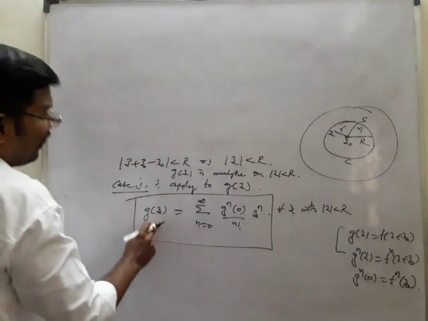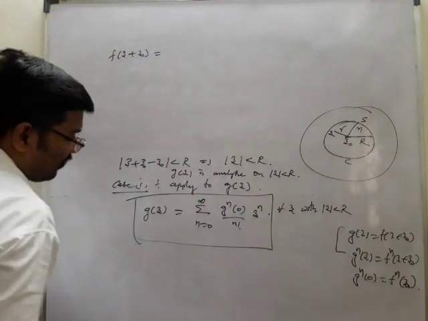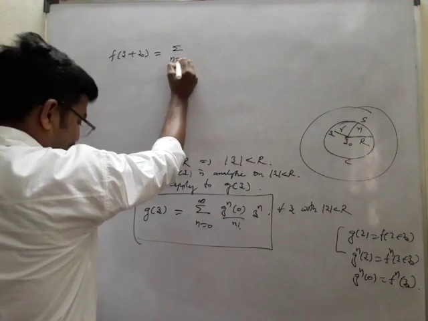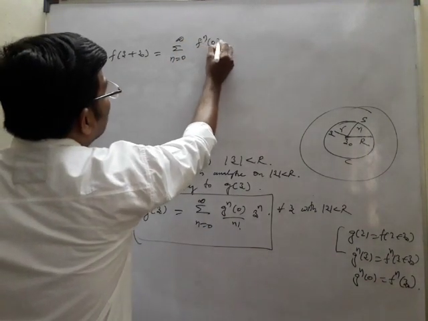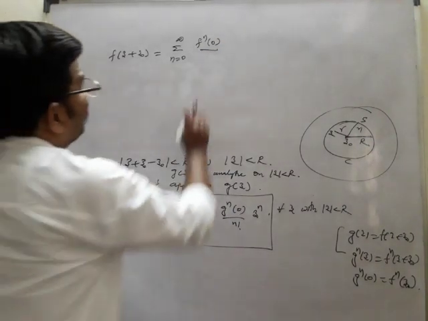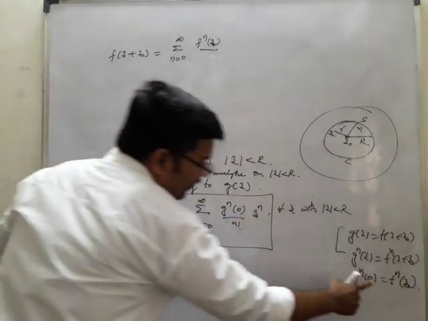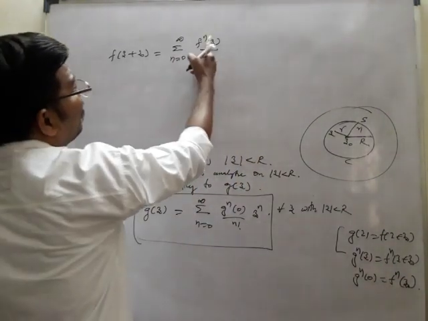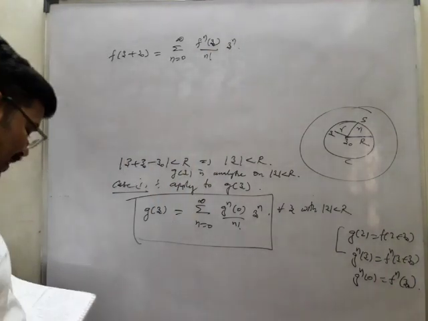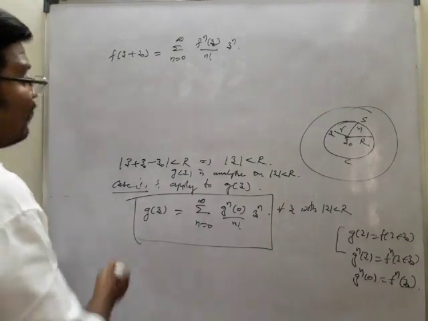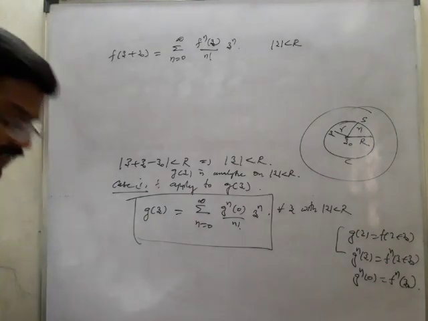So in the place of z, I will write f of z plus z naught is equal to summation n equal to 0 to infinity, g power n of 0, or instead of writing 0 I may write z naught, because g power n of 0 is nothing but f power n of z naught. So f power n of z naught by n factorial into z power n, where mod z is less than r.